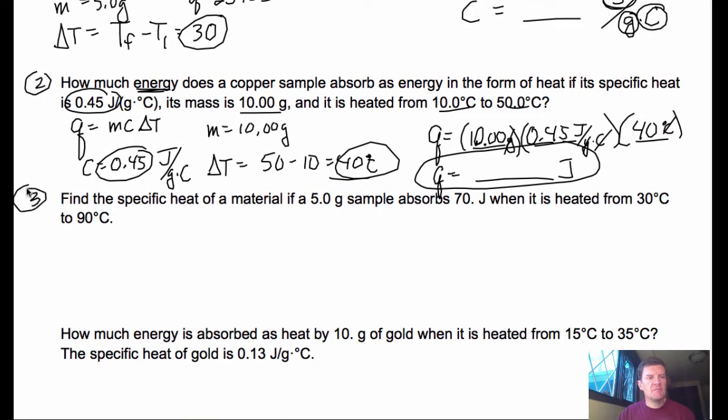Number 3 says find the specific heat. Now again, this is like number 1, so we're going to use the same formula, and we're trying to find this C value. It's given us mass, energy, and initial temperature and final temperature.